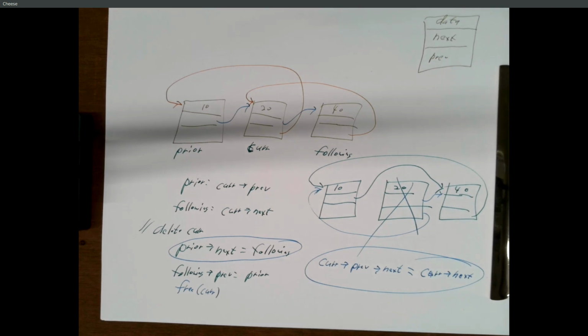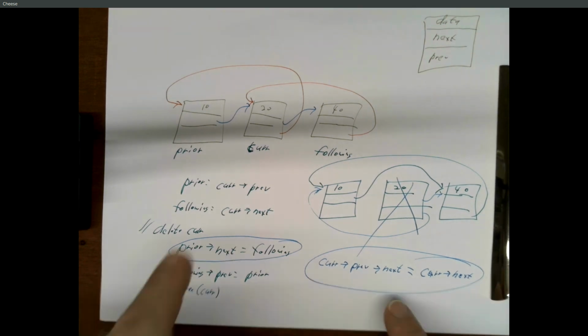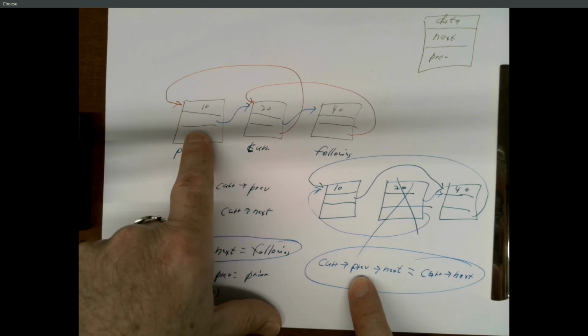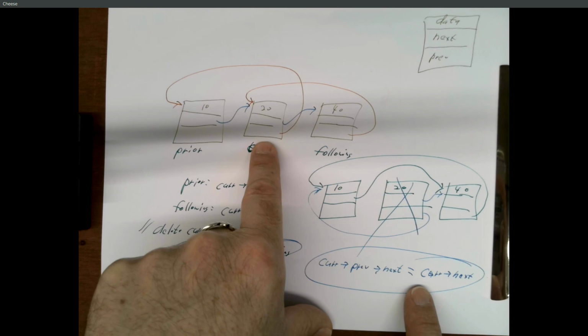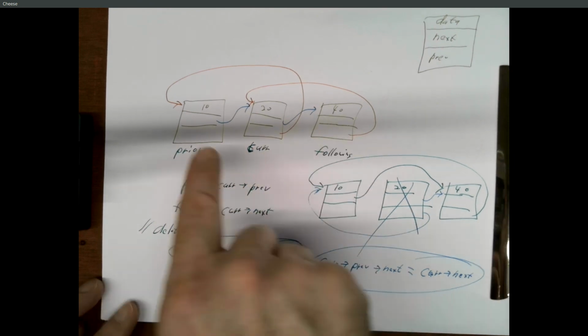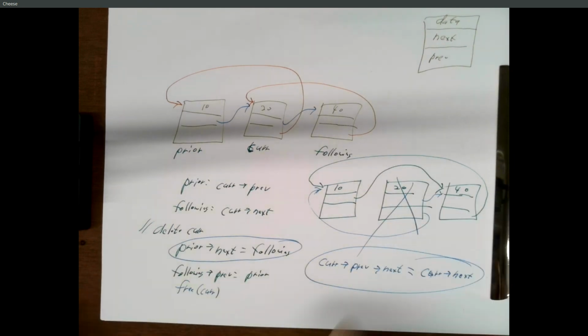A lot going on in that statement. But once we understand that, what does it mean? Take the current node, go back to the previous, see where that's pointing, right? Set that equal to what my current node is pointing to. That sets up this link from 10 to 40.